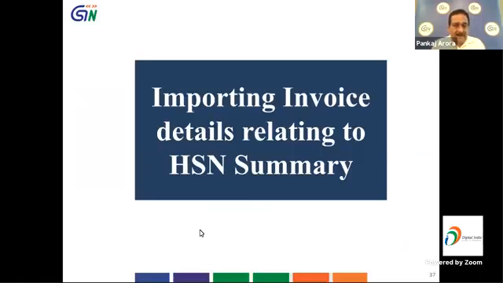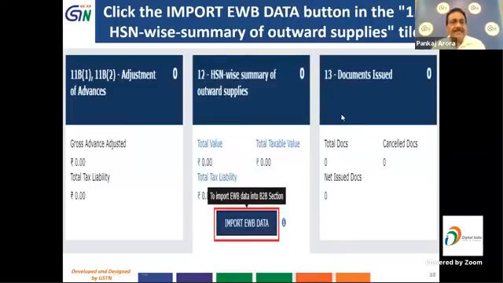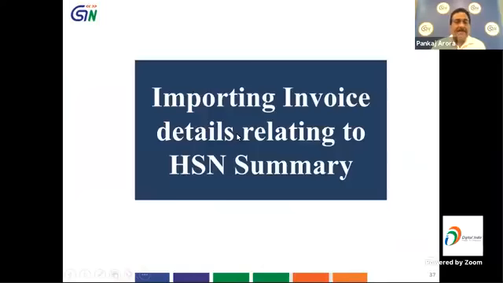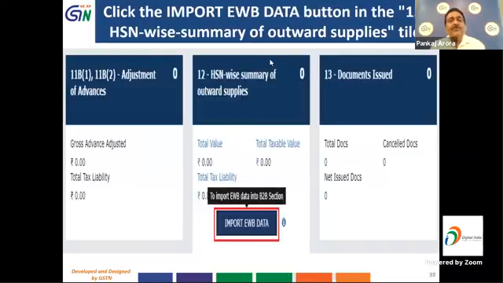Now we will see how the HSN summary can be downloaded from the e-waybill data. You click on back and you come back to that original GSTR1 summary screen. At the bottom of your screen, you can see that there is tab 12, which depicts the HSN-wise summary of outward supply. Here you can see that the import e-waybill data button is there.